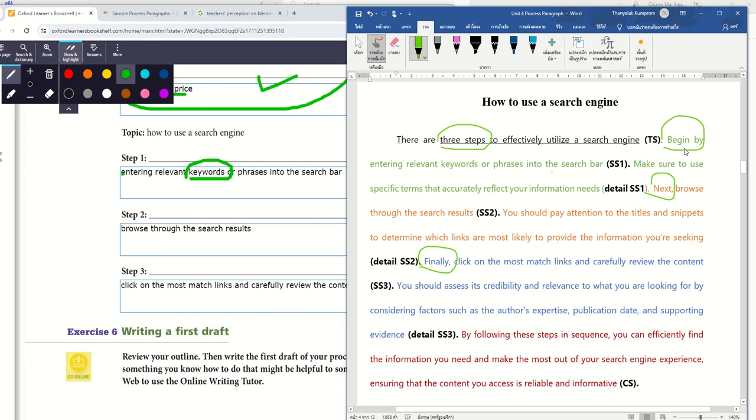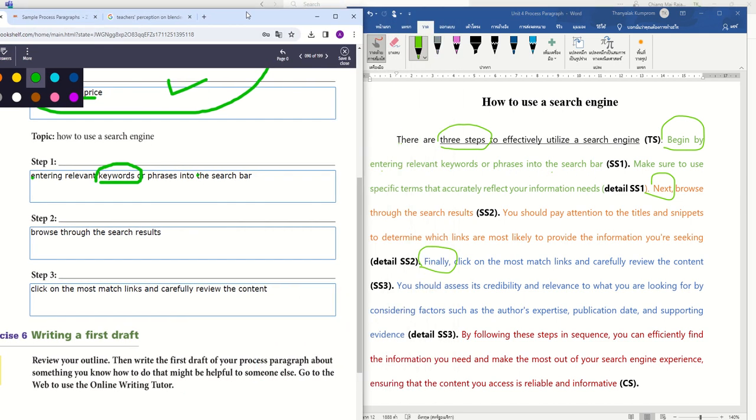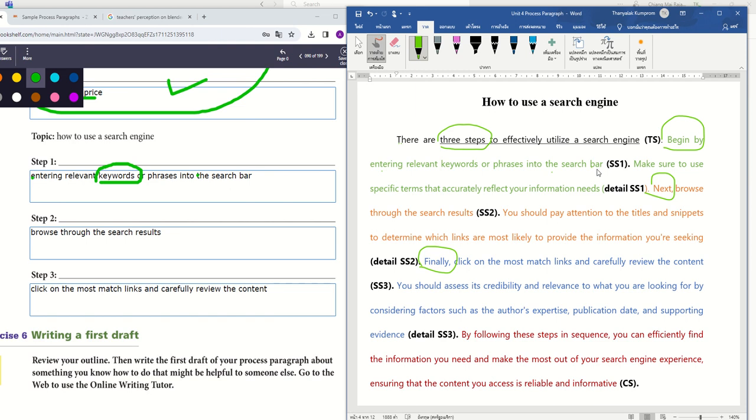So number 1, begin by entering relevant keywords or phrases into the search bar. Okay, this one. See? And I added what? I added the transitional word begin by. See, begin by means what? Means first. Begin by means first. Okay, this is supporting sentence 1.